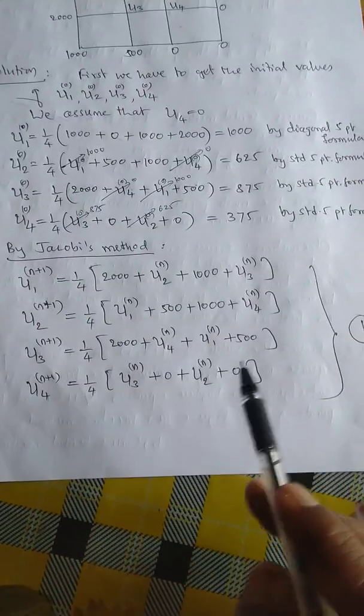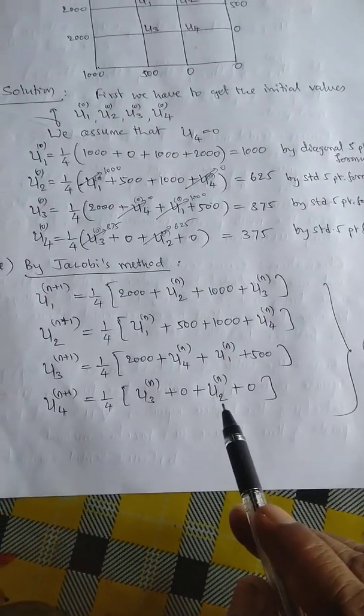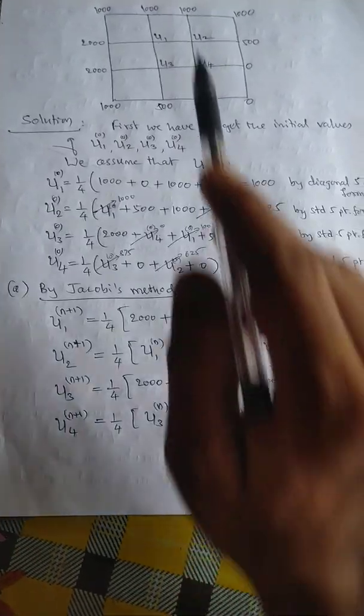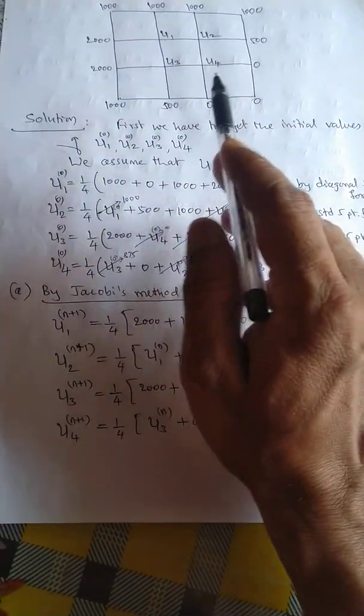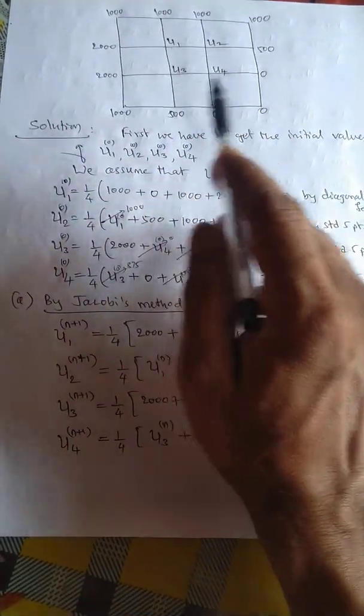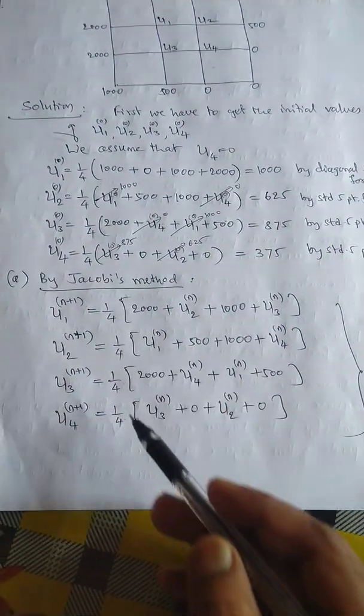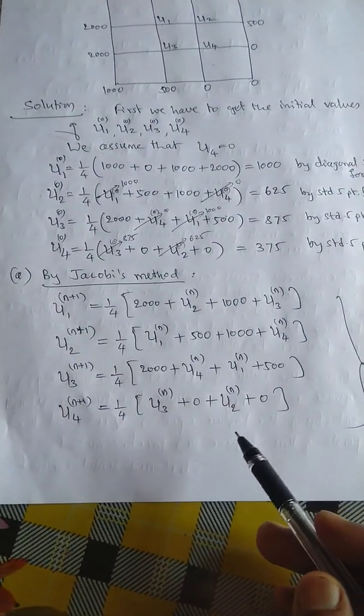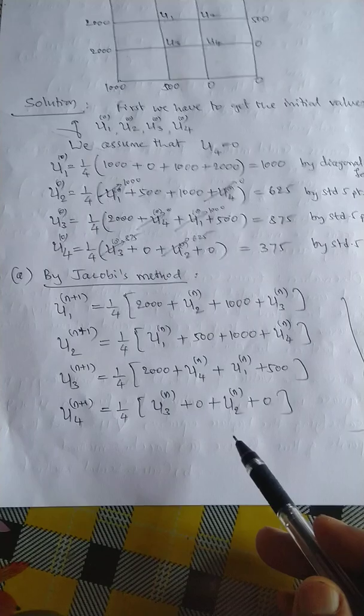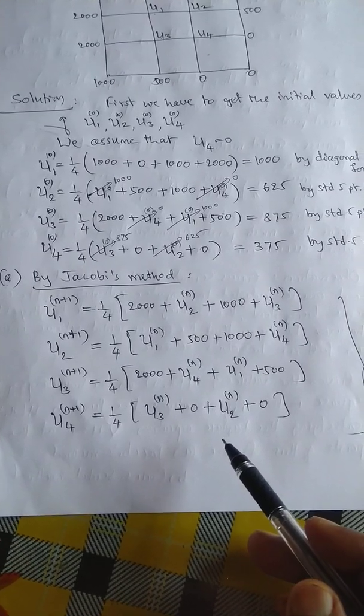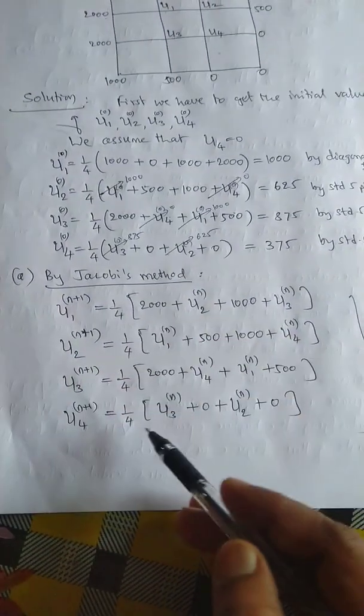Substituting all the values and continuing in this way, we can get the approximate values of U1, U2, U3, U4, and we continue the iterations till we do not find any difference between two approximations. So this is Jacobi's method.